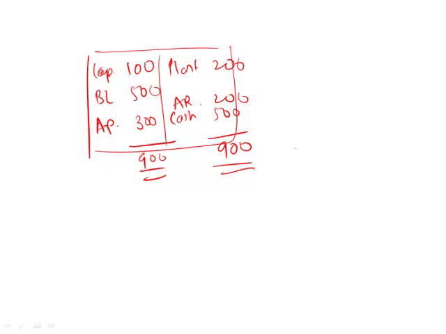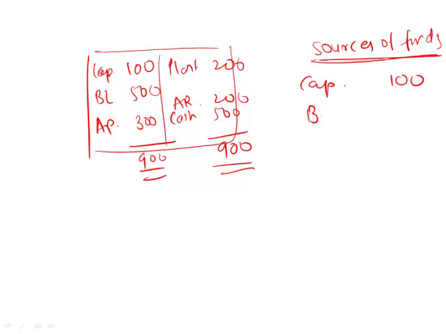Now I would convert this to vertical. I would say sources of funds. You can see this beautifully, carefully. Capital 100, bank loan 500. Now I would not write down accounts payable here. I would say total sources of funds are 600.